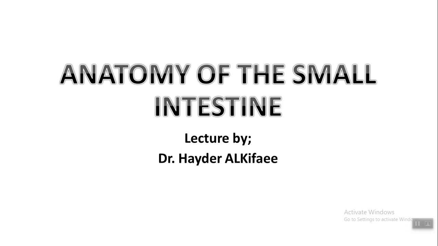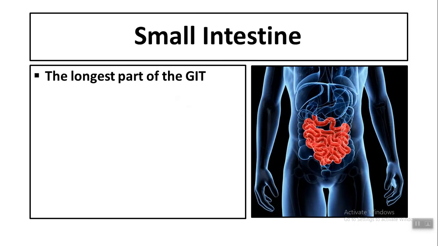Our lecture today is about the anatomy of the small intestine, or another name for the small intestine, the small bowel. In general, the small intestine is a muscular tube that is lined by mucous membrane. It is the longest part of the GI tract. From the first look, we can appreciate that it is located at the central part of the abdominal cavity.